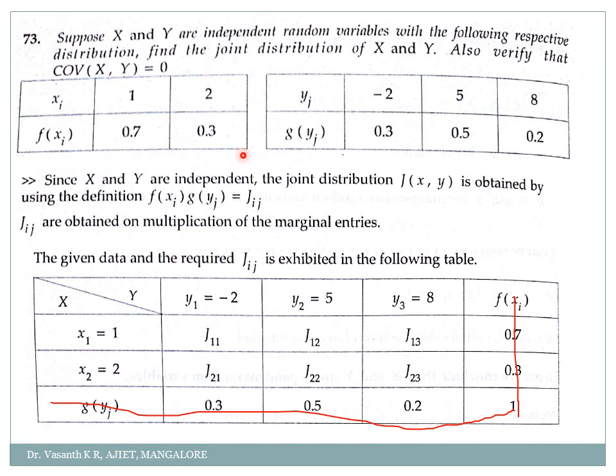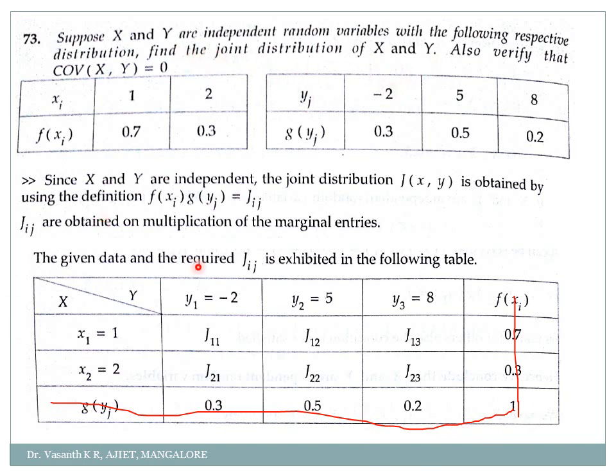So this is my next problem. Suppose x and y are independent random variables with the following respective distribution. Find the joint probability distribution of x and y. Also verify that covariance of xy is 0. So here what they have given me? They have given me the distribution function of x separately, distribution function of y separately. I have to find out what here? We have to find the joint probability of x and y.